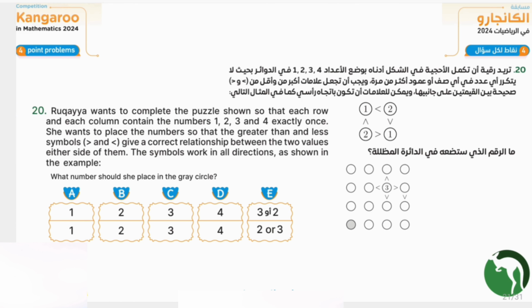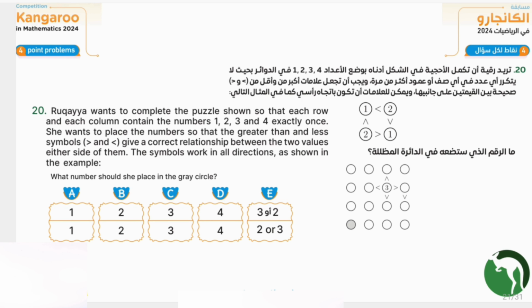Okay, now in question number 20, Rukaya wants to complete the puzzle shown so that each row and each column contains the numbers 1, 2, 3, and 4 exactly once. She wants to place the numbers so that the greater than and less than symbols give a correct relationship between the two values either side of them. The symbols work in all directions as shown in the example. What number should be placed in the gray circle?